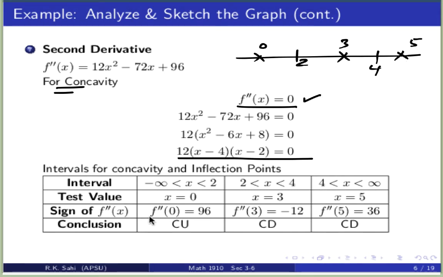And then you evaluate the second derivative at 0. We get 96. It's positive, concave up. The second derivative evaluated at 3 is negative 12. It is concave down. And the second derivative at 5 is 36. Again, concave up. Okay, sorry, this is concave up, not concave down.